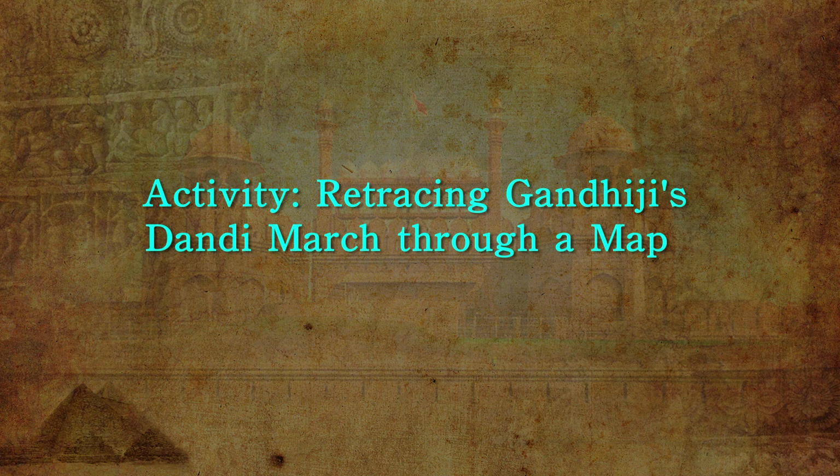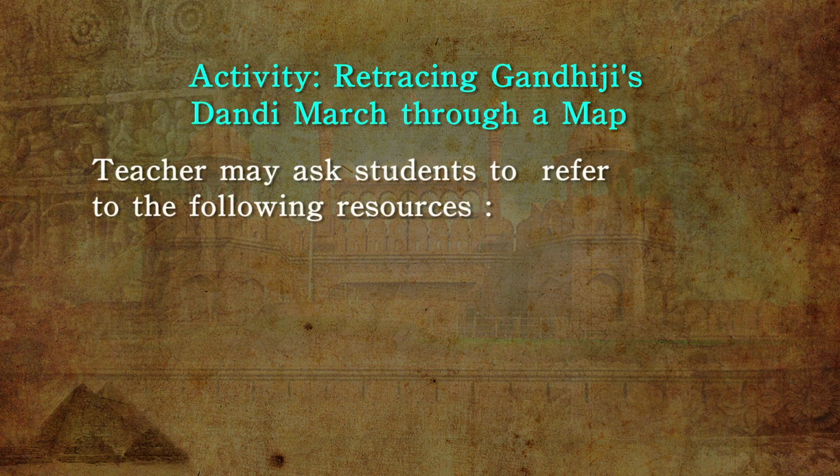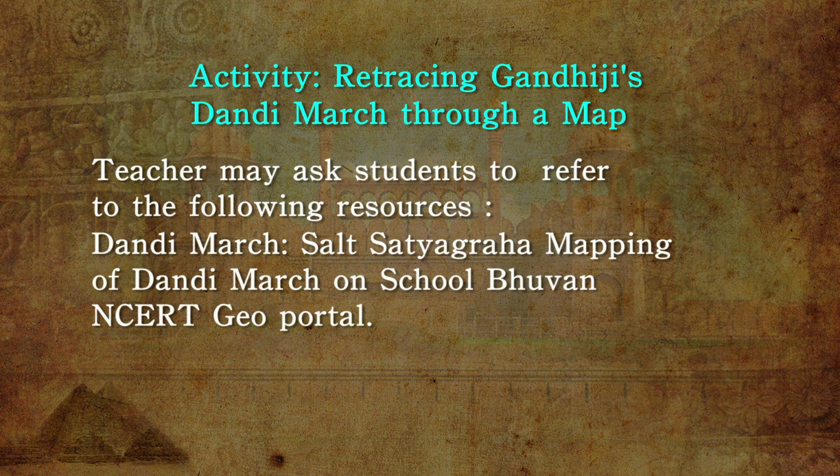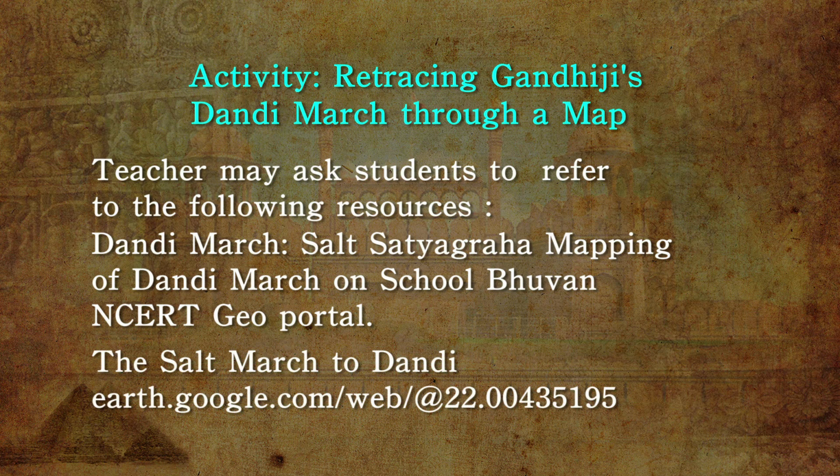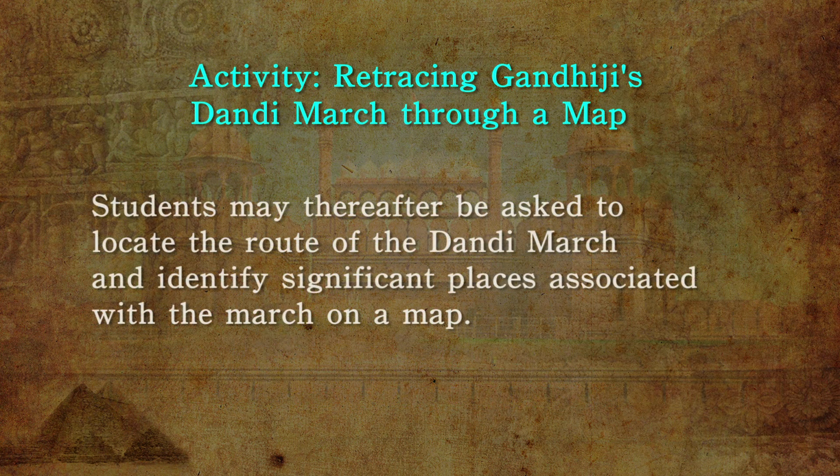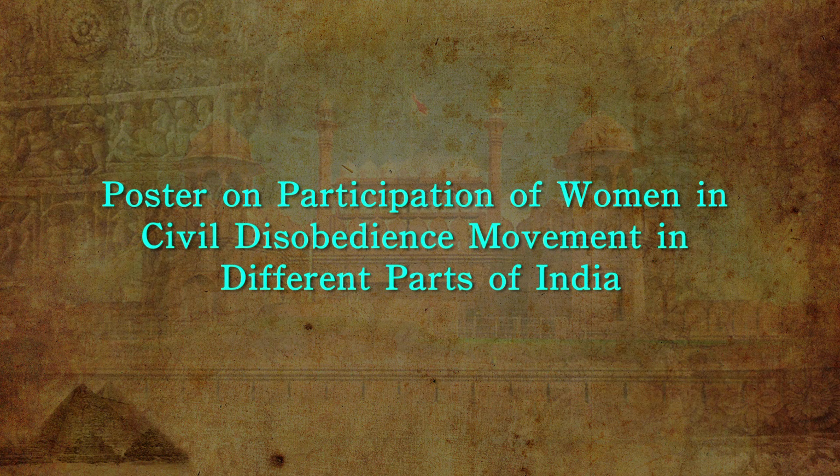Another activity could be retracing Gandhiji's Dandi March through a map. Teacher may ask students to refer to the following resources: Dandi March, Salt Satyagraha, mapping of Dandi March on School Bhuvan NCERT Geo portal. The Salt March to Dandi, the link has been given. Students may thereafter be asked to locate the route of the Dandi March and identify significant places associated with the march on a map.